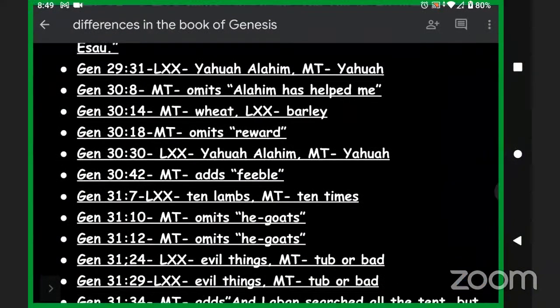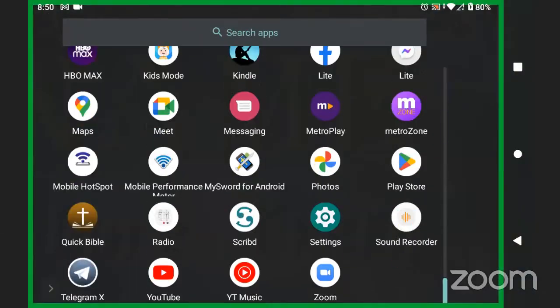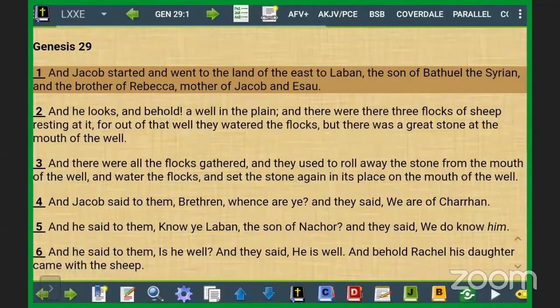So now we're going to be going to the same chapter here, by the way. We're going to the last verse of the chapter. The Septuagint says Yahuwah Elohim. The Masoretic text only has Yahuwah here. And we'll get into why that's important after we look at the two versions here. I'll show you guys why that's important.